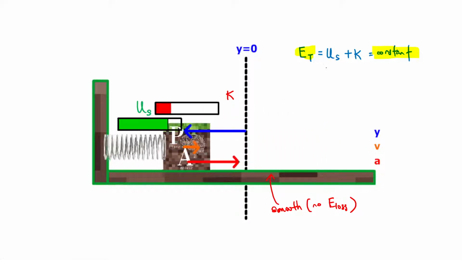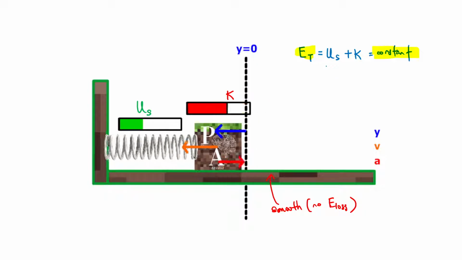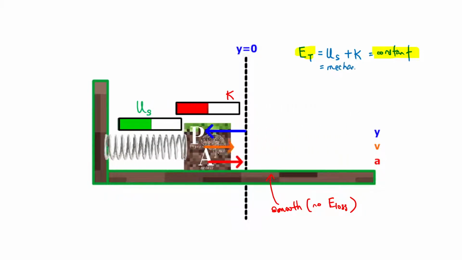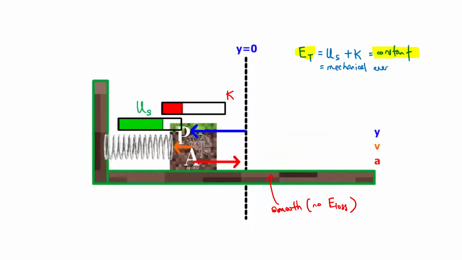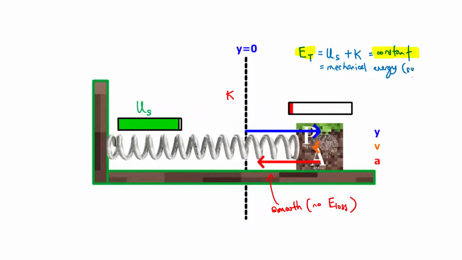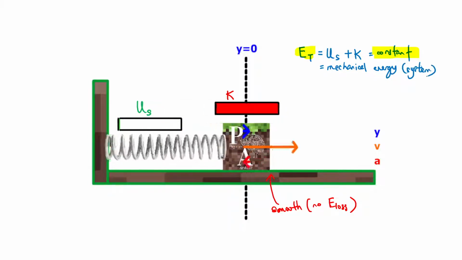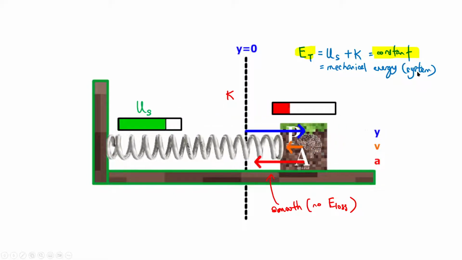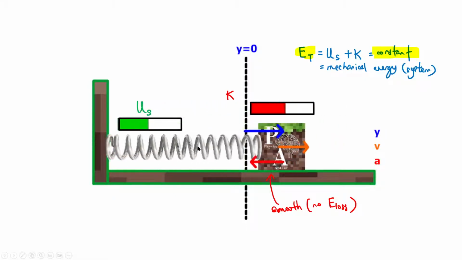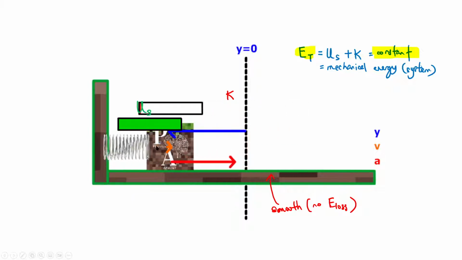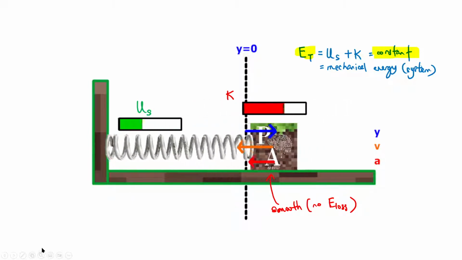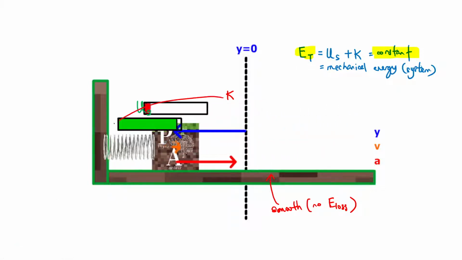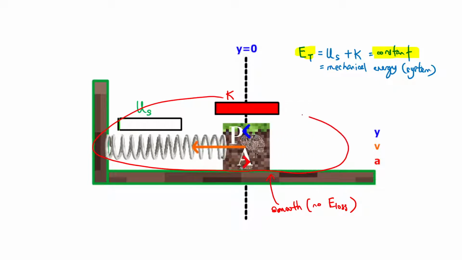So it's always constant, in the form of mechanical energy of the whole system. When we talk about the mechanical energy of the whole system, the system includes what? It includes the block, and also the spring. The whole thing here is one system. You understand?